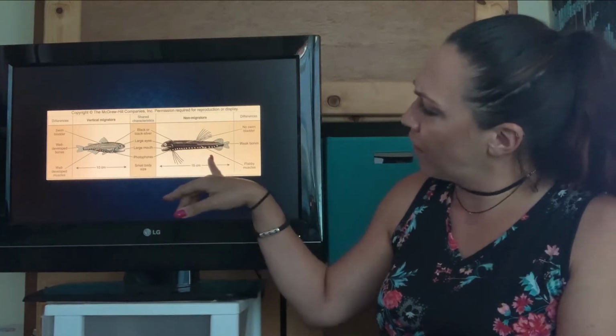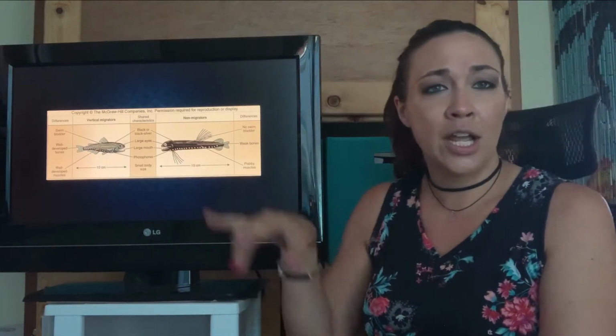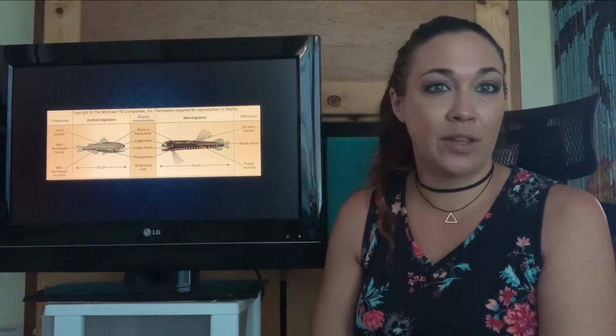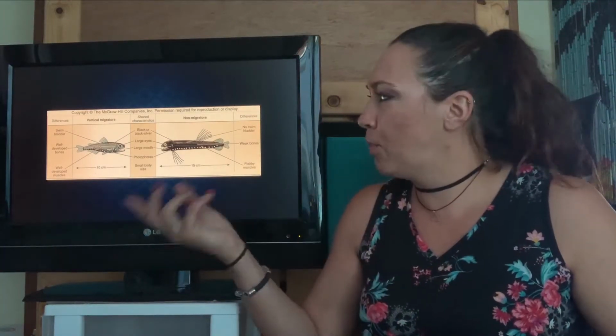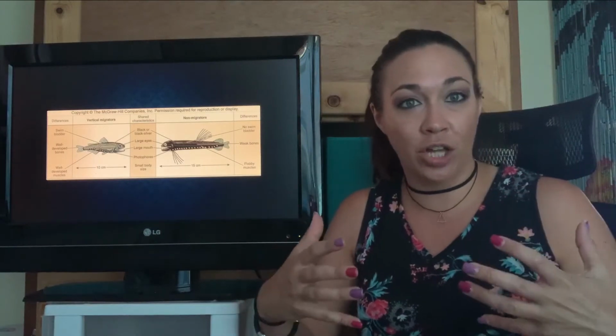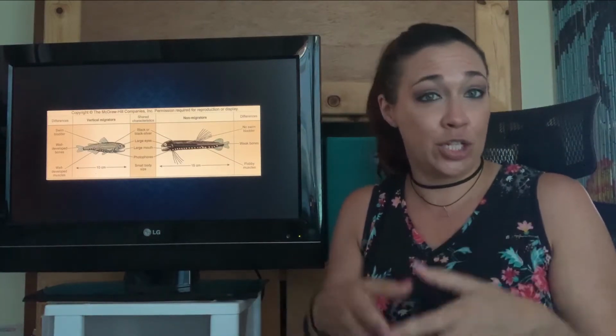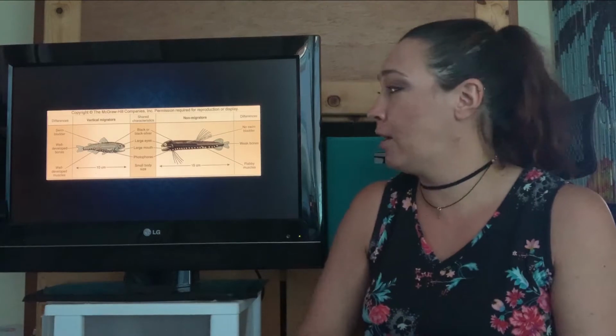This looks like a viperfish right here. Viperfish or dragonfish, one of the two. They look almost identical. Long eel-like bodies. Notice they're both dark in color. Again, that dark color is going to help them blend in to that darkness that they're already in.